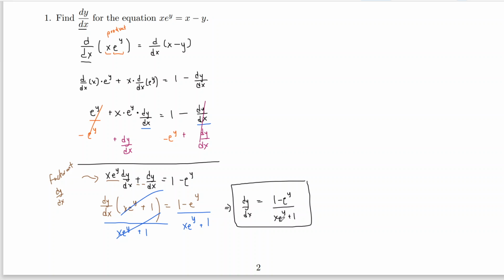Your answer for dy over dx when you do implicit differentiation is going to have x's and y's in it. The only exception was the two examples we did before to derive the derivative formulas, and that's because the original equations started off y equals. This one doesn't start off y equals, and there's no way to get y equals. So having y and x in our answer is fine.